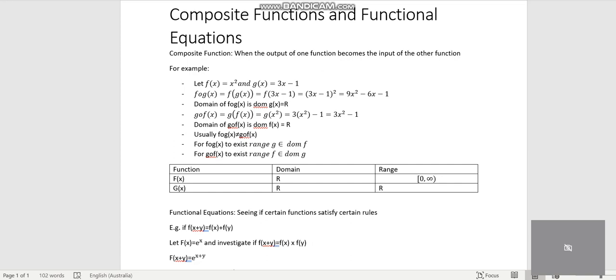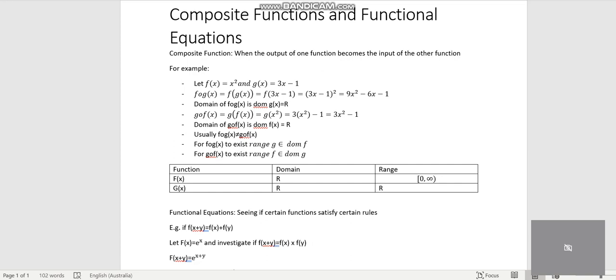This notation, f of g of x, so f circle g, which you may have seen memes of on the maths pages, is a notation for f of g of x. Inside, g of x is 3x minus 1, so that'll be f of 3x minus 1, which equals (3x minus 1) all squared, which equals 9x squared minus 6x plus 1. If you look at it, the domain of f of g of x is the domain of g of x, which is R. And I'll get back to later as to why that's the case.